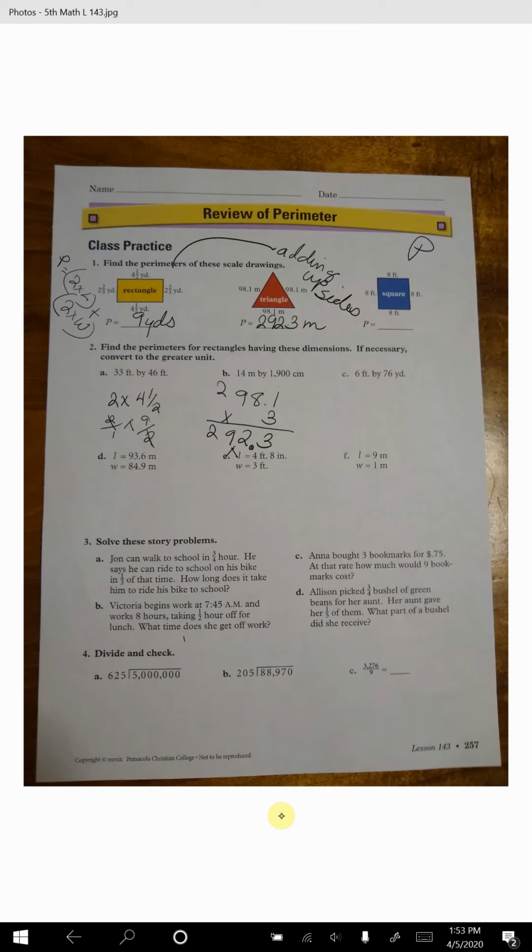All right, square. The official formula for a square would be side times 4, or 4 times side. 8 times 4, we can just do that in our head. What is 8 times 4? Good, 32 feet. All right, let me erase some of this.